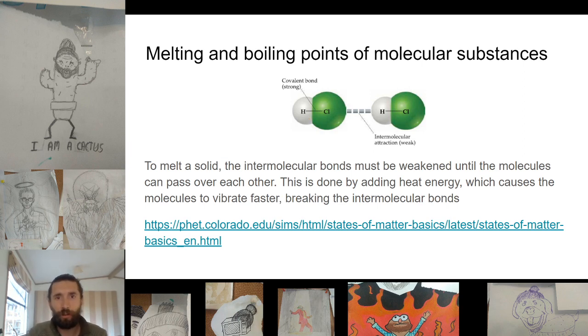So if we want to melt a solid, say we have solid HCl, it's got to be really cold. If we want to melt it, we have to weaken these intermolecular bonds, so the bonds between separate molecules. And the way you do that, if you want to melt something, is you add heat energy. When you add heat energy to something, it causes these molecules to vibrate faster, and as they move around, the intermolecular attractions will break.